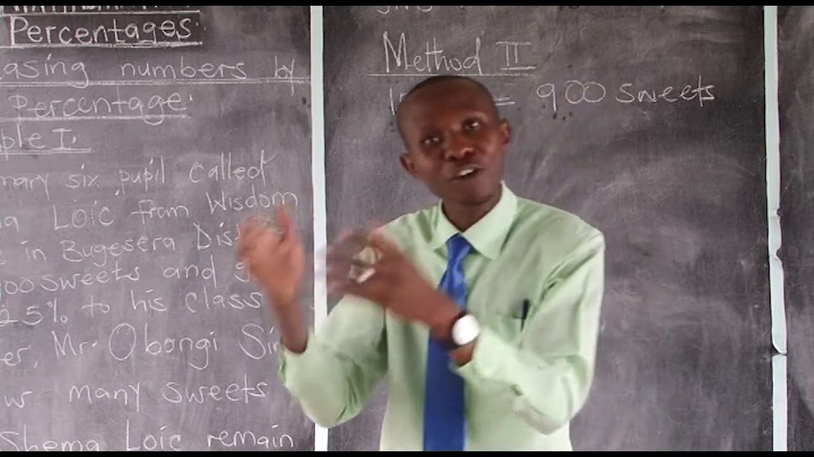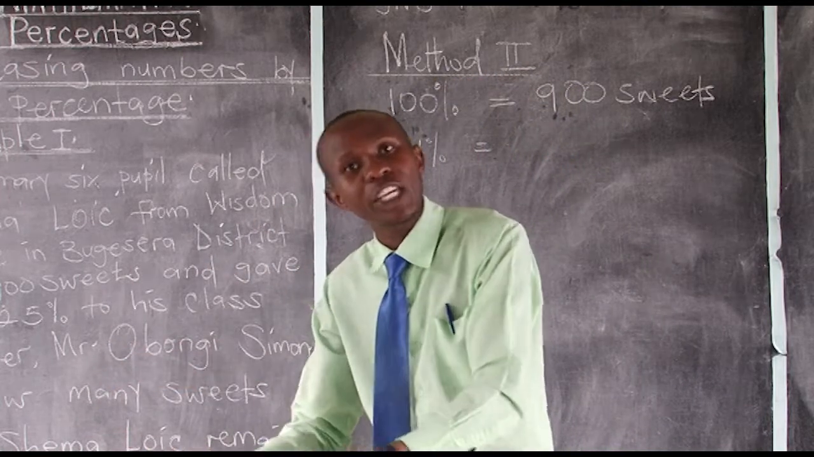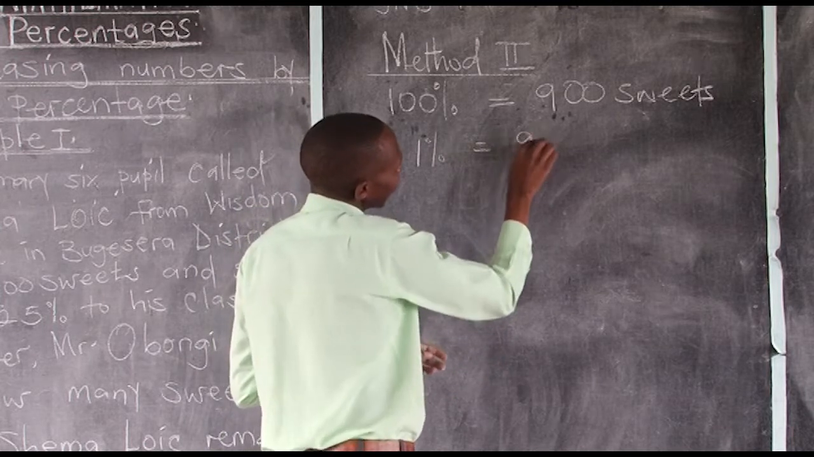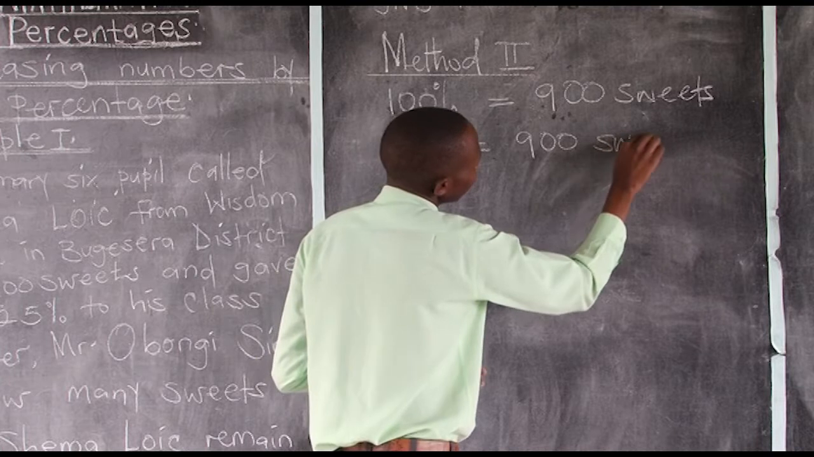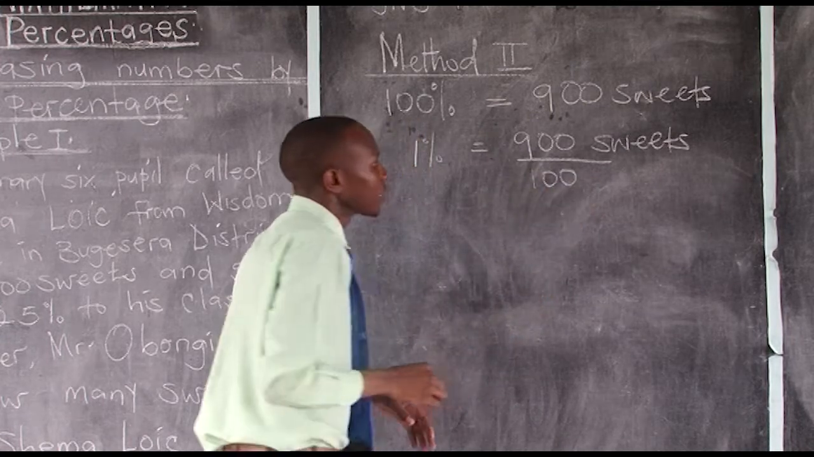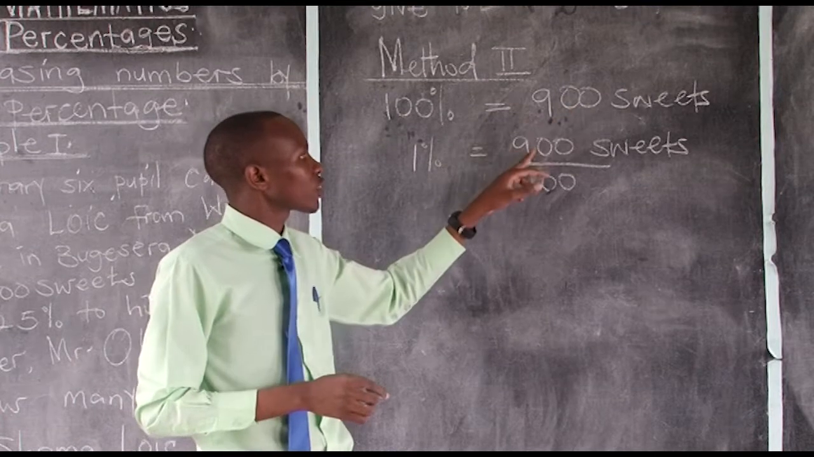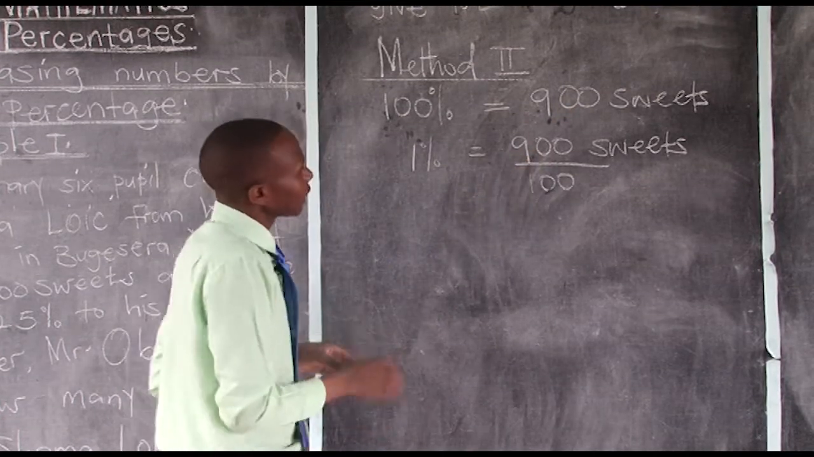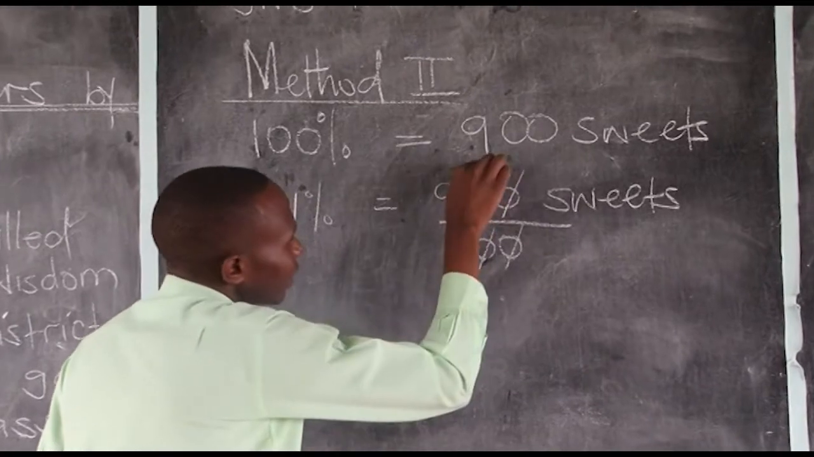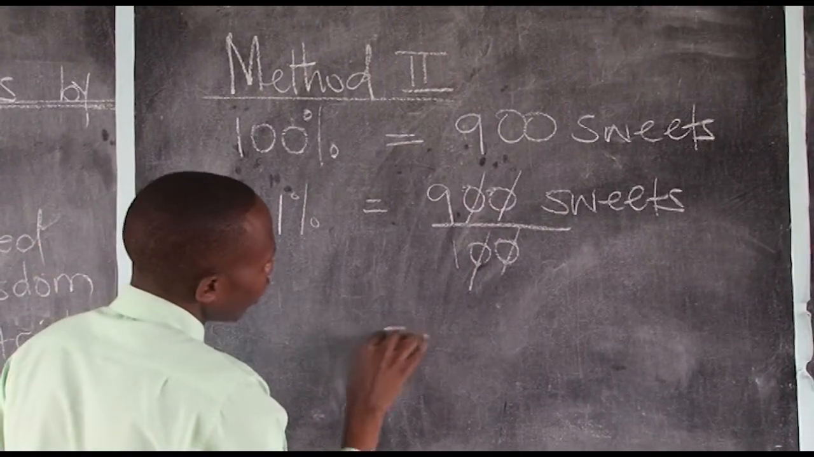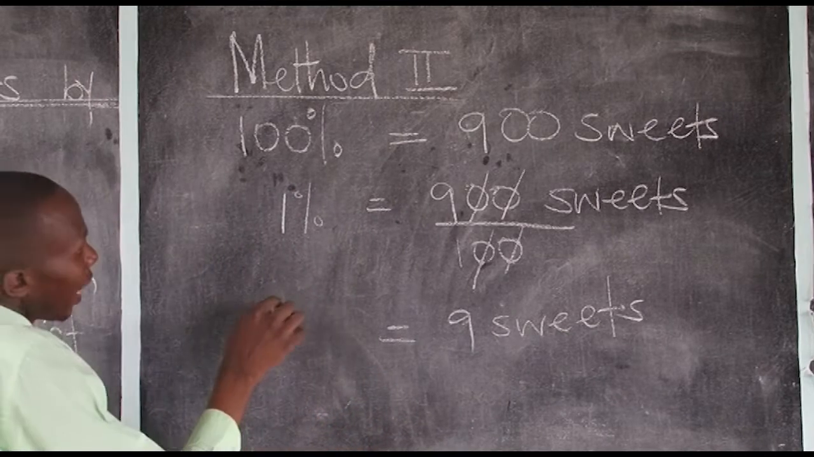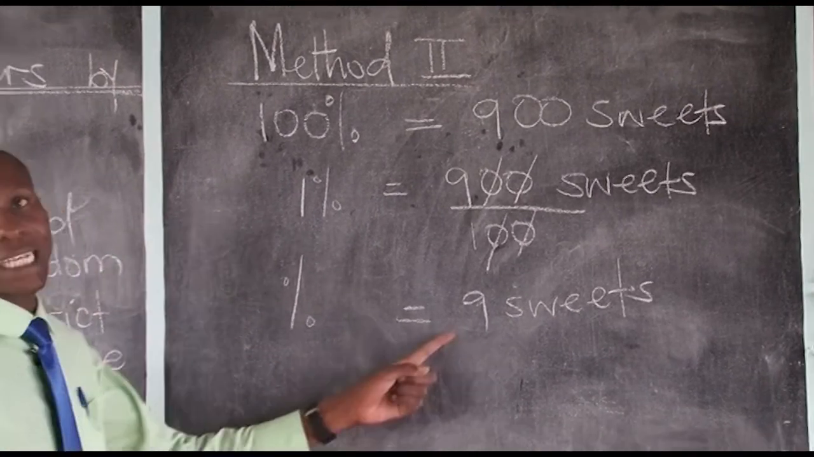Since we have known the percentage that Royik gave out to his class teacher, we shall say 1% would be equal to 900 suits divided by 100. This 100 is the percentage, and this 900 is just the 900. So this 0 would go with this 0, this 0 would go with this 0, then we shall remain with 9 suits. So 1% is giving us 9 suits.